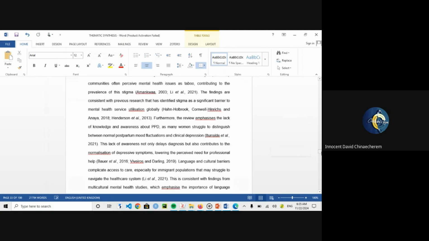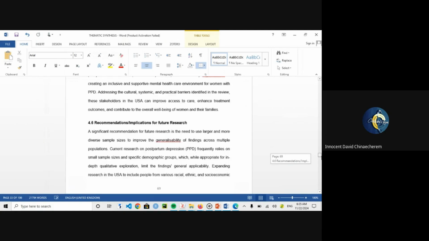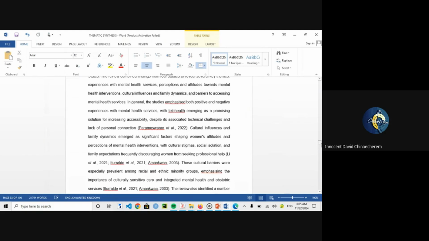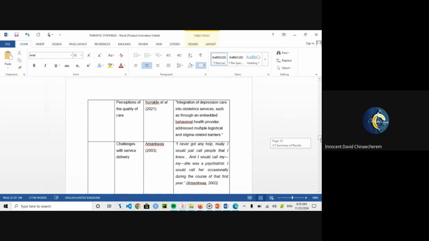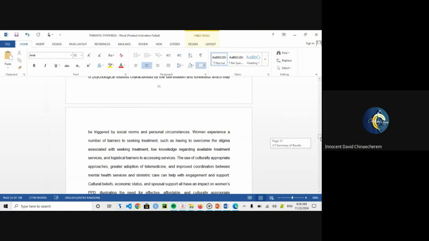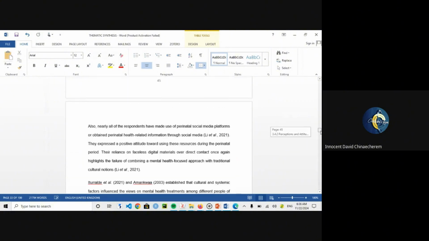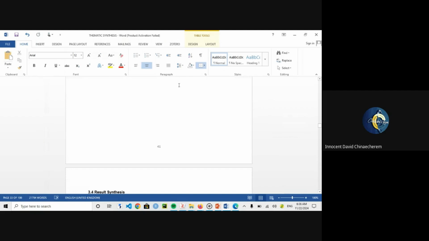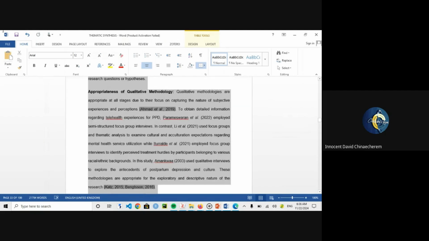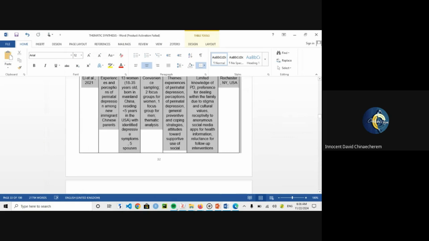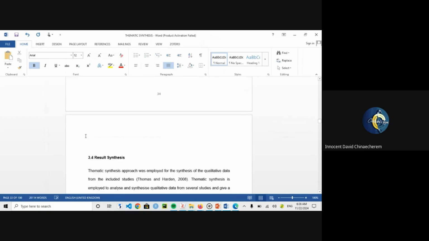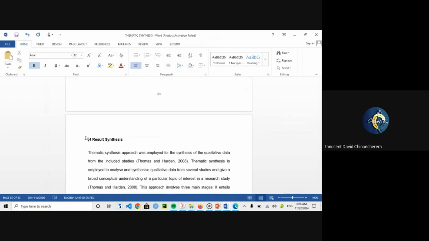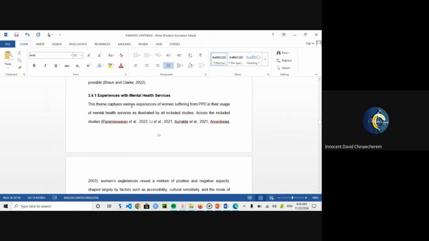So I'm going to take out the critical appraisal so it's not going to obstruct our view of this. I'm going to take this out. Okay, all right, so this is what we are trying to talk about technically.